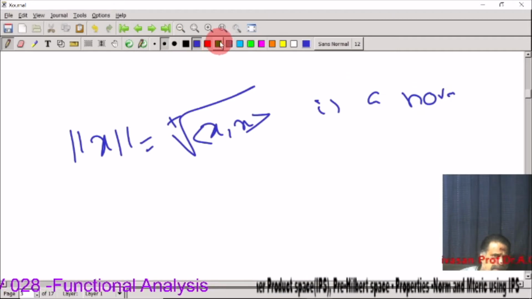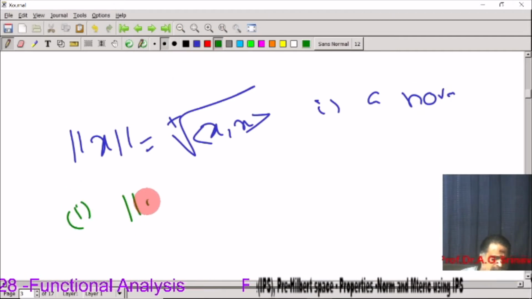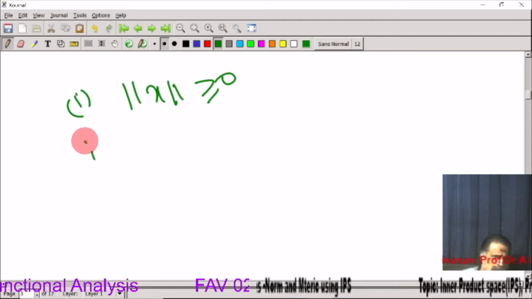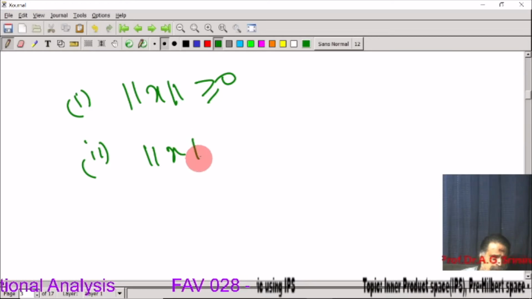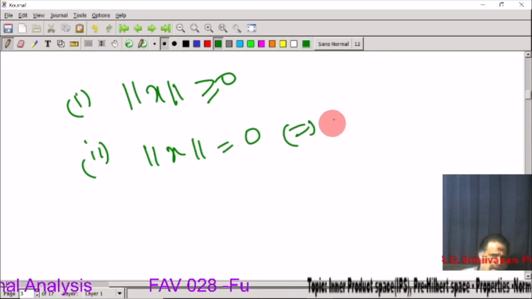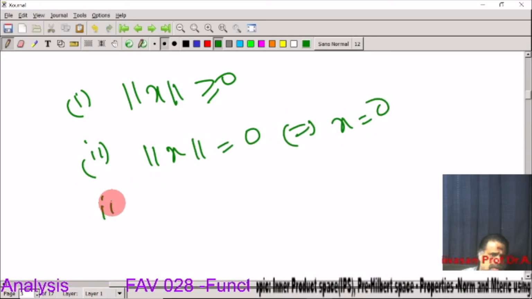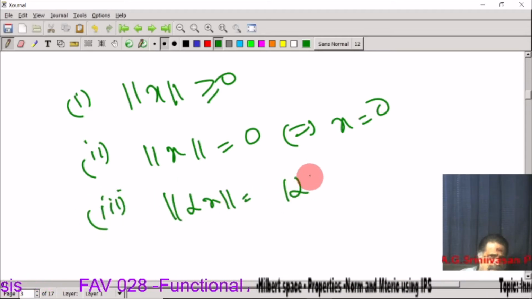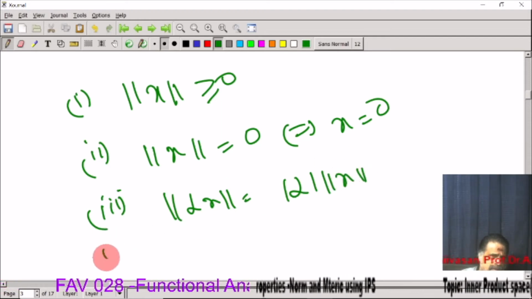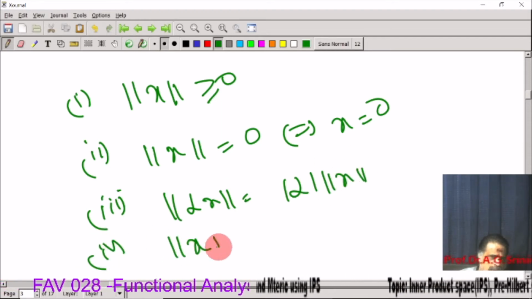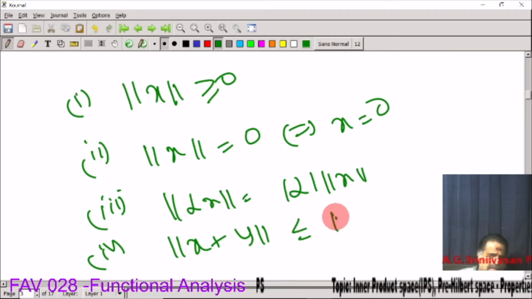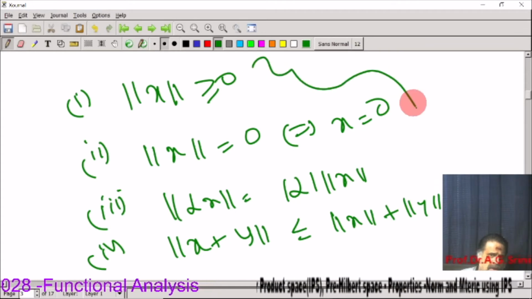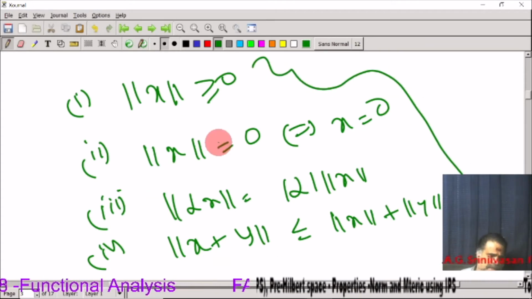What are the properties of the norm? Number one, norm x is greater than or equal to 0. Number two, norm x is equal to 0 if and only if x is equal to 0. Number three, norm alpha x is modulus alpha into norm x. And of course the famous triangle inequality: norm x plus y is less than or equal to norm x plus norm y. So to show this is a norm, I need to verify these four conditions.